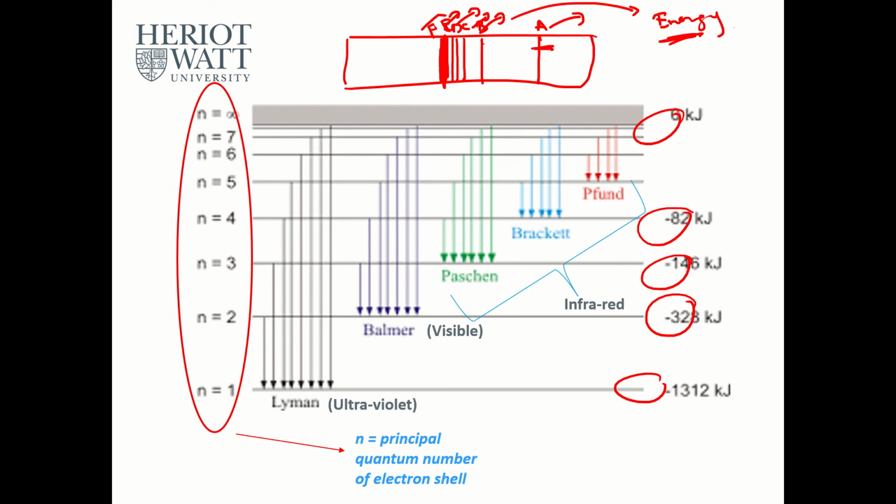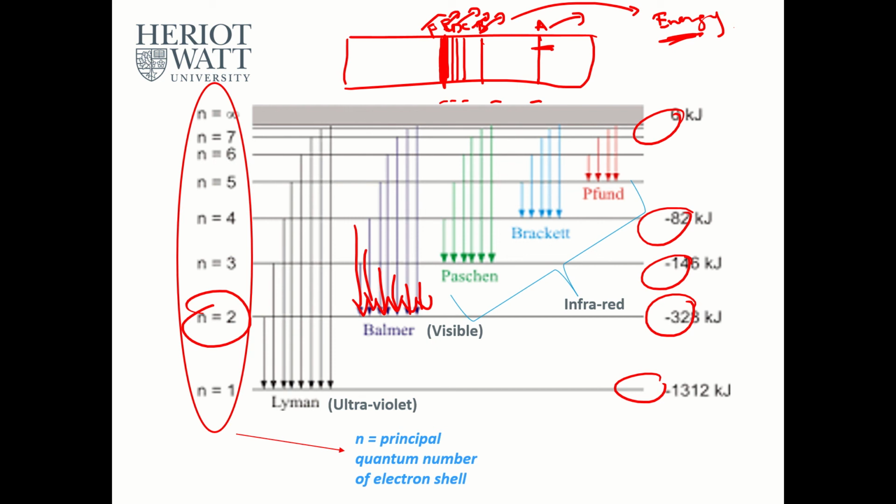Then we can tell the transition of electrons for all these lines actually falls back to n equals to 2. Because since we know the wavelength, since we know the energy, then we can tell these lines actually fall back to n equals to 2, which is under the Balmer series. So that's what you need to know.